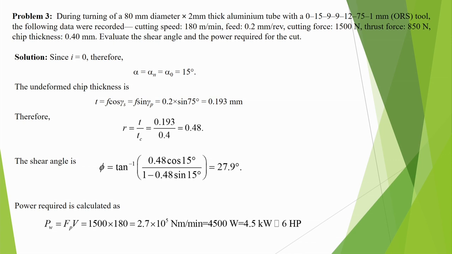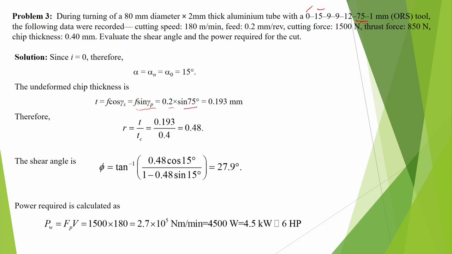Since I is equal to 0, therefore alpha is equal to alpha n, that is alpha 0, equal to 15 degree only. This is I is equal to 0, and this is rake angle 15 degree. So undeformed chip thickness will be t is equal to f cos gamma s or f sin gamma p, principal cutting edge angle, and this is 75 here. It is given 75 from the tool signature I have seen.